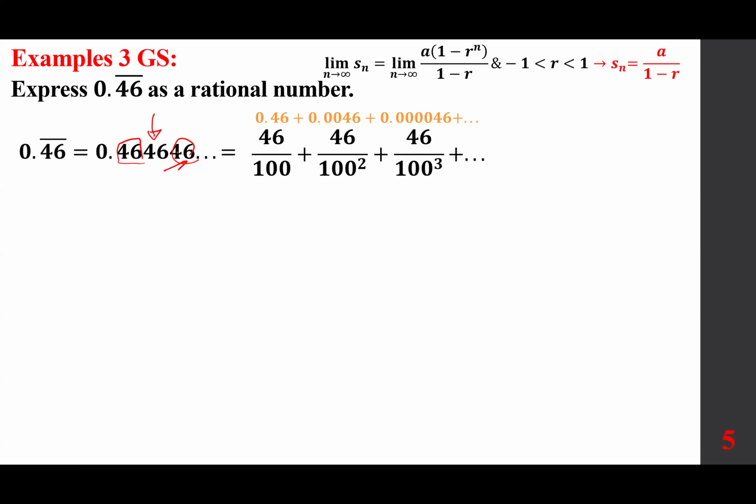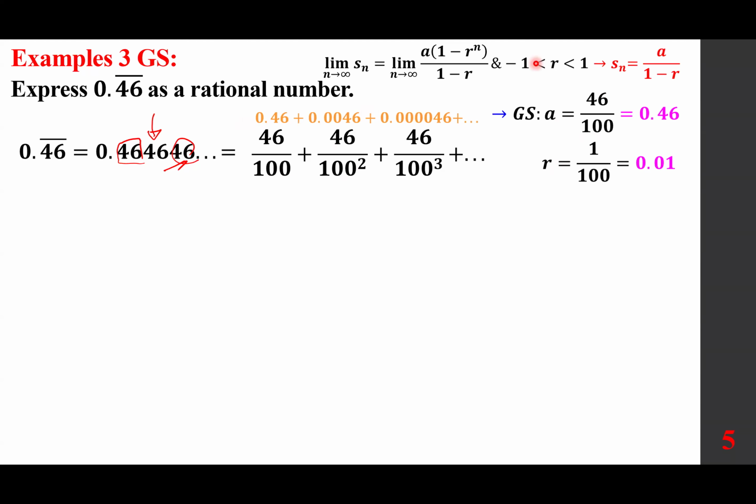Either way, a geometric sequence becomes a geometric series if it's a geometric sequence to begin with, and we notice the first term in the form of a fraction or decimal is 0.46 or 46 over 100. You can simplify it, but let's keep it as that. And because the denominator here is 100 times larger, that means the fraction is 100 times smaller. So r is 1 over 100, or if you go with the decimal, 0.01.